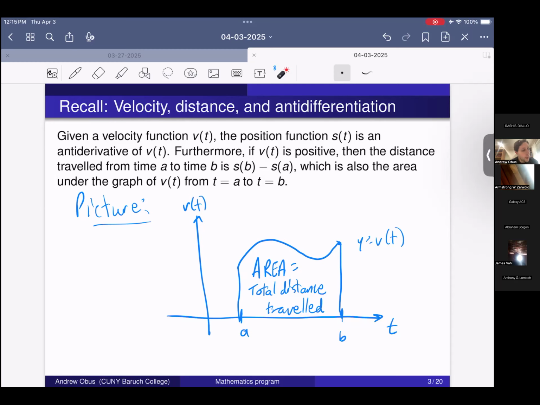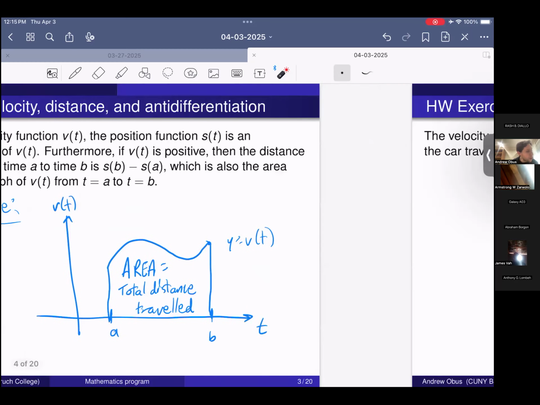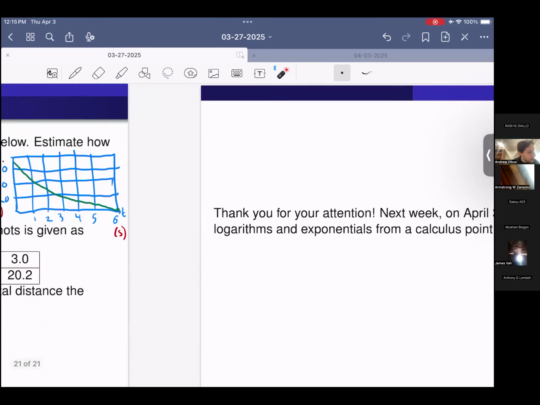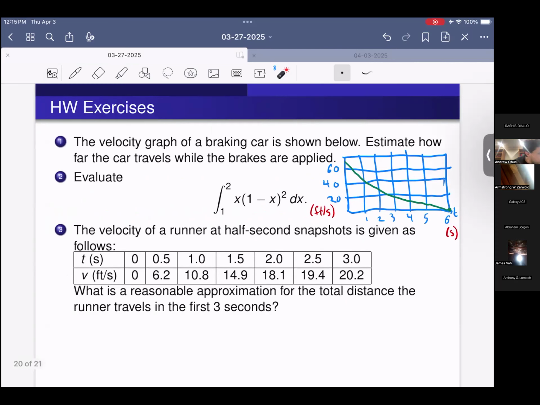Okay, good. So with this in mind, we have the first homework exercise, which just says the velocity graph of a braking car is shown below. I'll just try to copy it. Let me see if I actually remember how to copy this graph. At some point, I should learn how to actually use this program. There's plenty of ways that you can do cutting and pasting and stuff like this. Let me see if I do this.